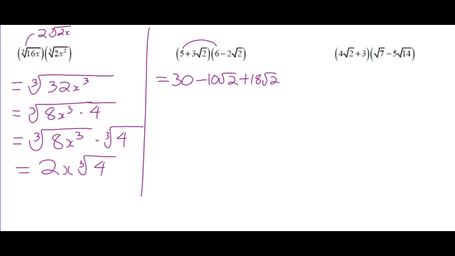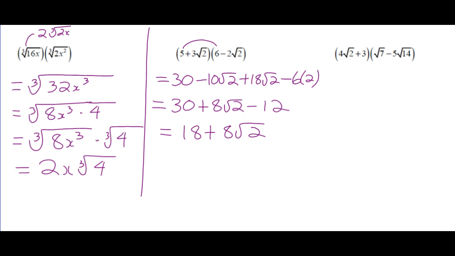And then what's 3 root 2 times negative 2 root 2? Negative 6 times 2. So two things we don't want to do: we don't want to go negative 6 root 4, because root 2 times root 2 is 2. So it's negative 6 times 2. Okay, so we've got 30 plus 8 root 2 minus 12, which is 18 plus 8 root 2. And that's it. It's done. We leave it. Don't try and factor it.